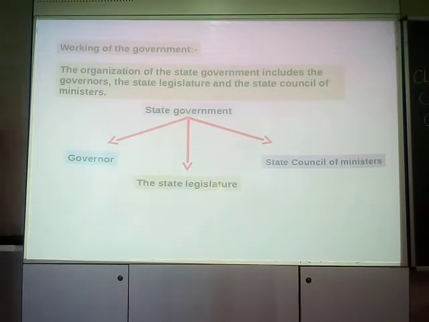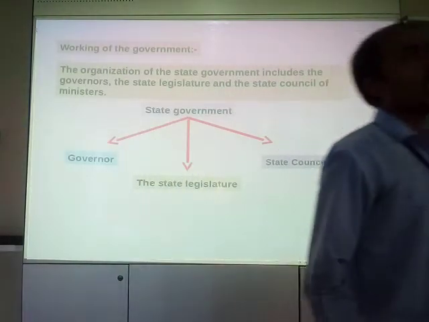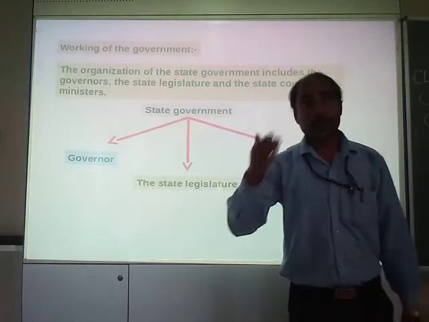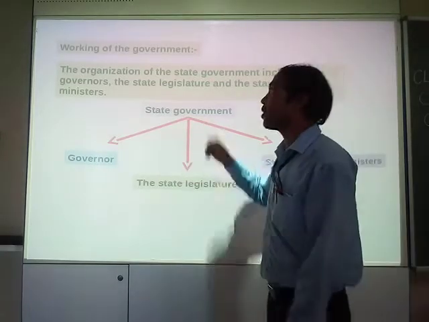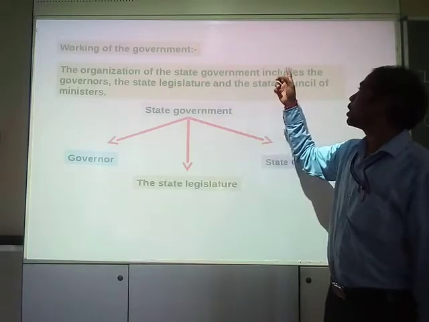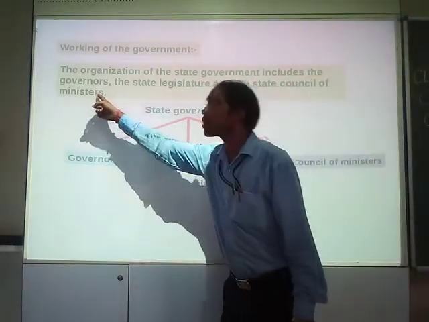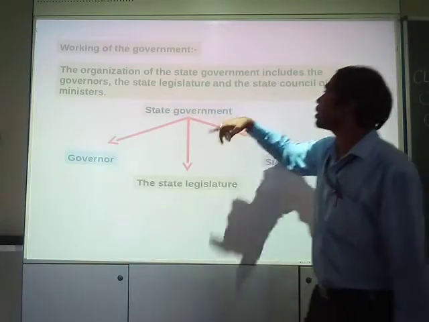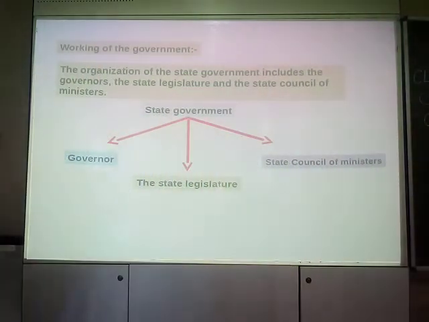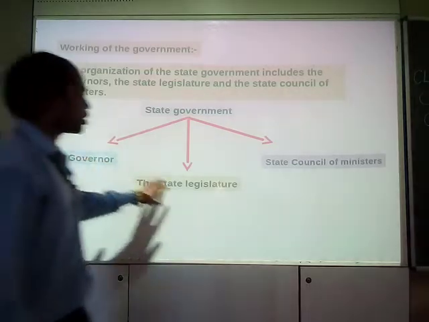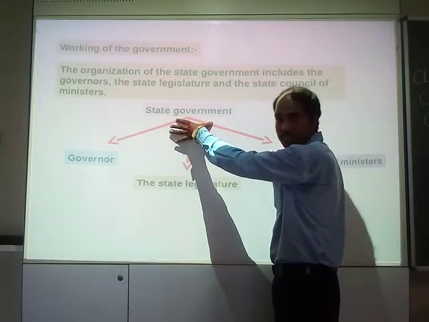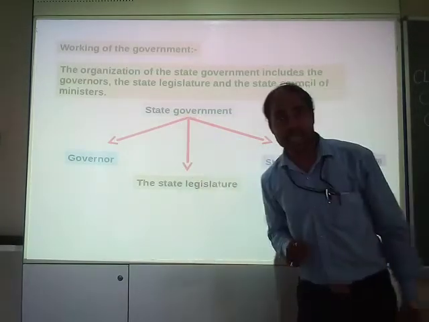Now, working of the government. Inside this heading, we have to know the constituents of the state government, of what the state government is made up of. The organization of the state government includes the governor, the state legislature, and the state council of ministers. Now we will discuss these one by one in detail.